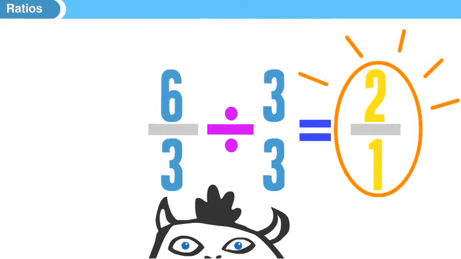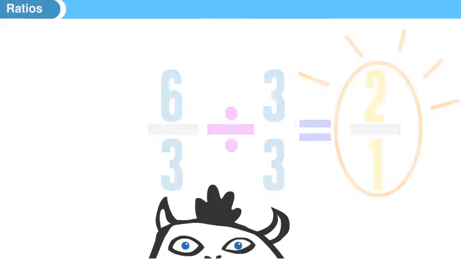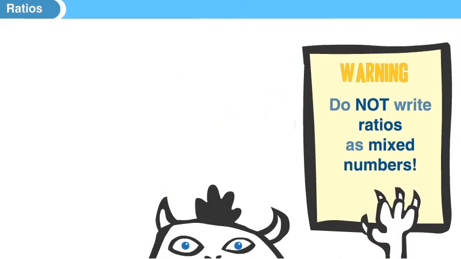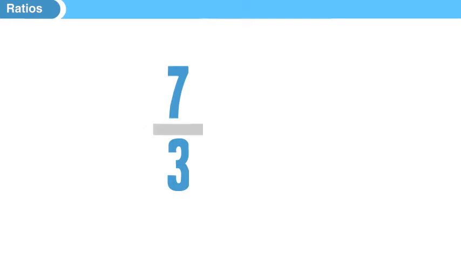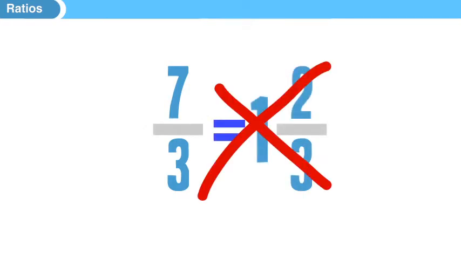A warning before we move forward. Please, please, please do not write ratios as mixed numbers. So if we had a ratio of 7 to 3, do not write it as 1 2/3, as that is not telling of what the ratio is like.